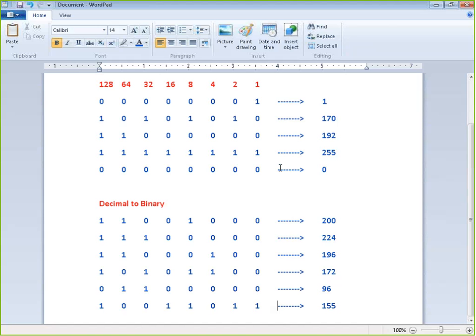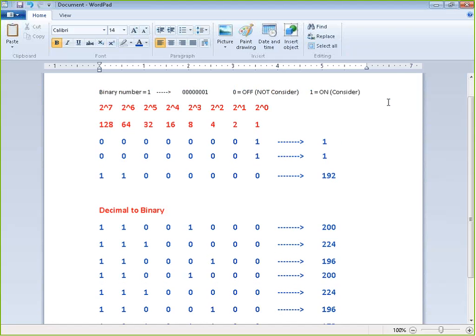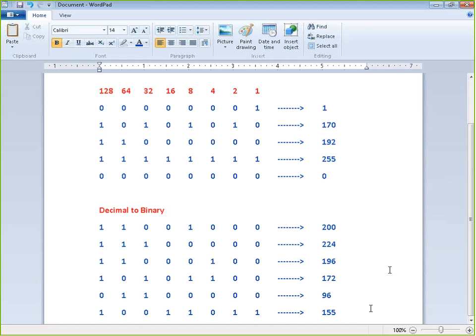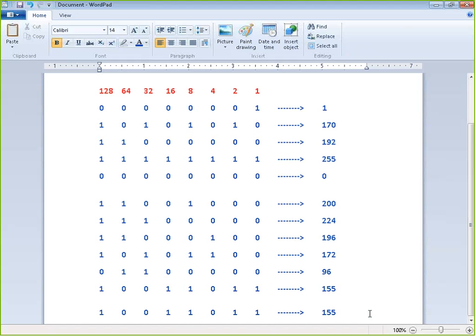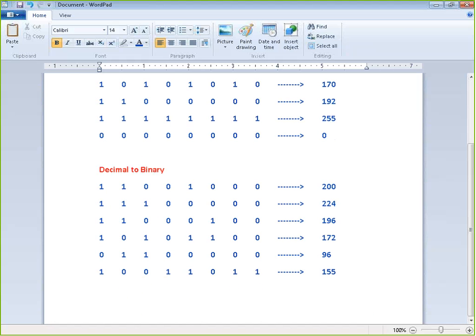Okay, so I hope now you're absolutely clear with how to convert from decimal to binary. Do you have any questions with regards to how to do this? Any doubts? Okay, great. So this was one of the things that you need to know. Now let's talk about the next section.